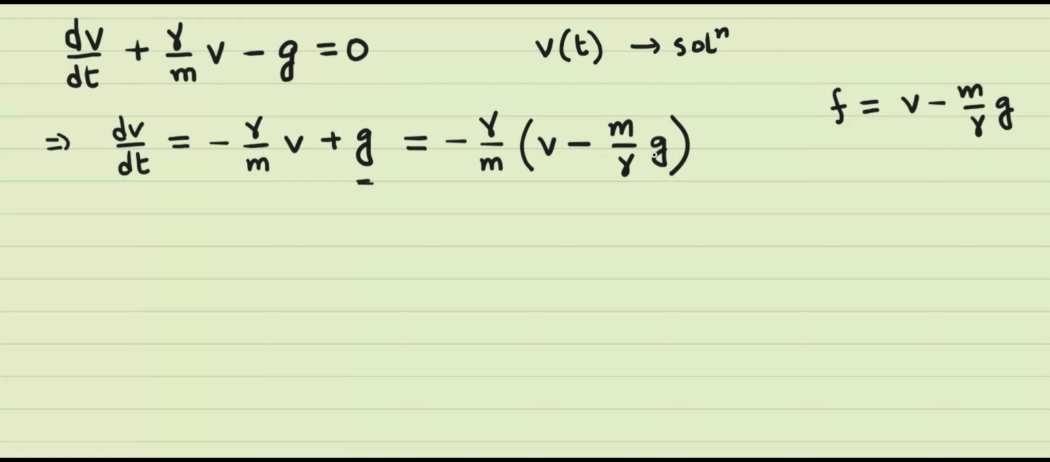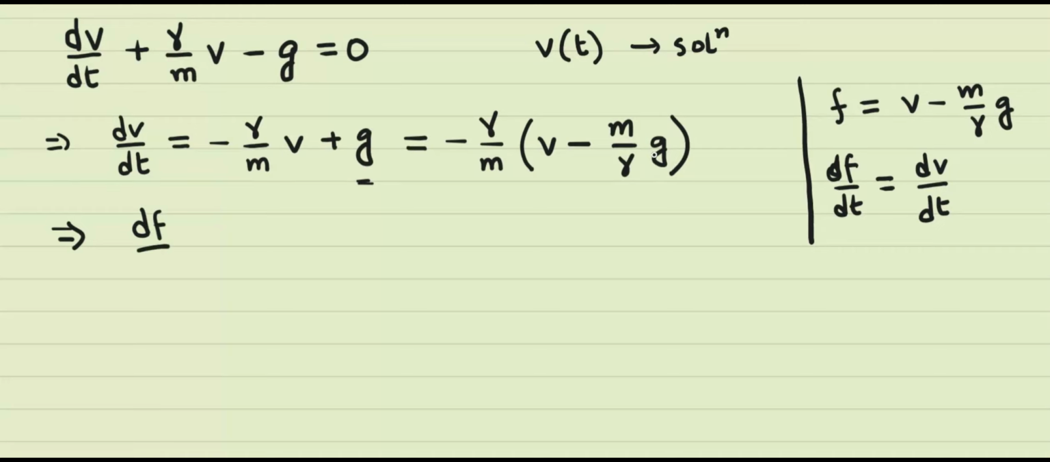Now, of course, we can take the derivative. df dt is going to be equal to dv dt, because the derivative of the constant is going to be 0. So, applying this fact, we can come back here and rewrite this equation in terms of f instead of v. So we get df dt, and on the right hand side we have negative gamma divided by m into f.